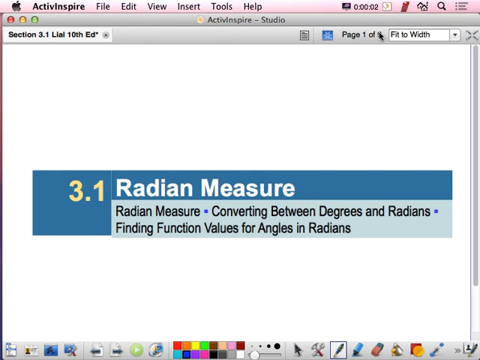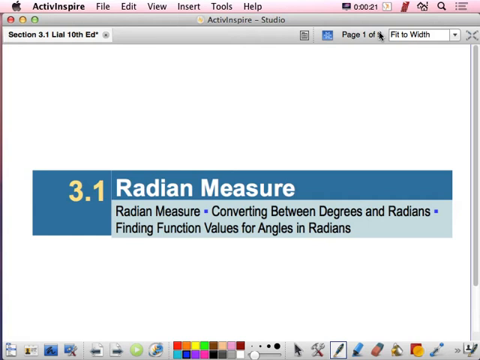Section 3.1 deals with radian measure. Radian measure is an alternative to degree measure. It's just a second way of measuring angles, just like I can measure time in either minutes, hours, or a combination of both.